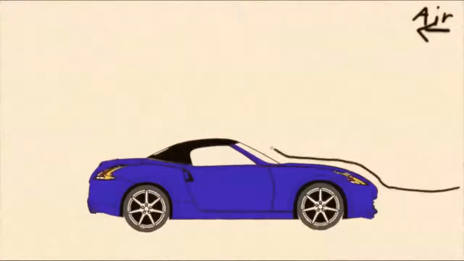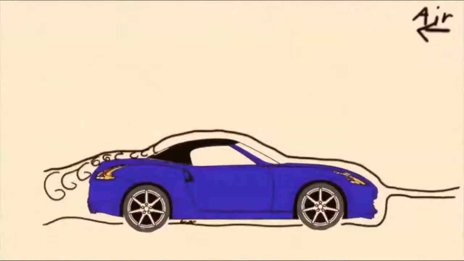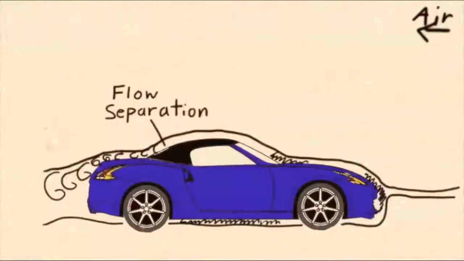Say air is flowing from right to left. The basic airflow around the car would look like this. Air approaches the front of the car, traveling in laminar flow. As it goes around the car's body, the air separates at the back of the car, and parts of the flow become turbulent and swirl.